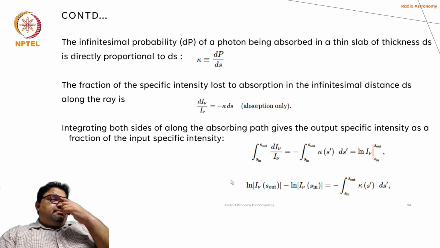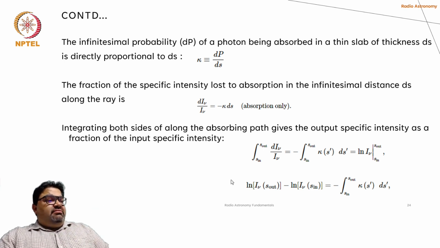So if we want to define the absorption coefficient, it is given by dP/ds, the infinitesimal probability of a photon being absorbed in a thin slab of thickness ds, which is given by kappa. So for an absorption-only case, dI_nu over I is given by -kappa ds. So that gives you I_nu, if you go from s_in to s_out.